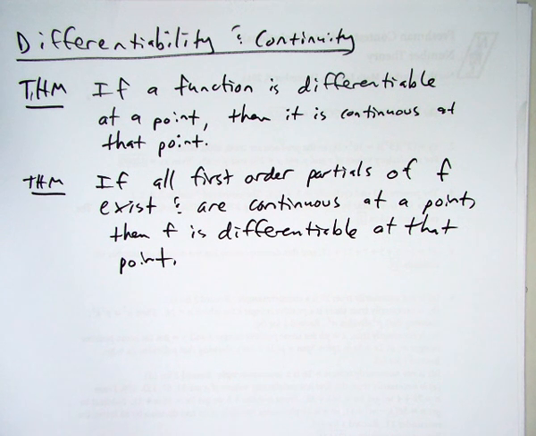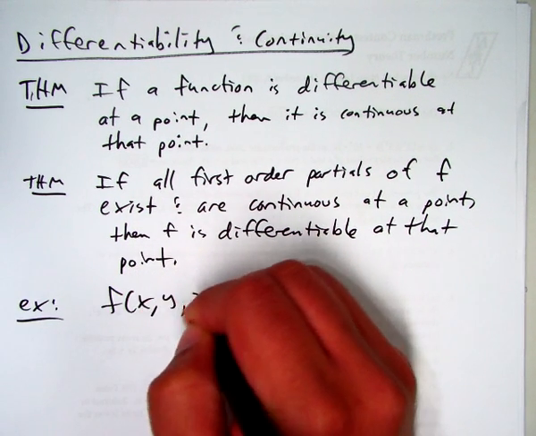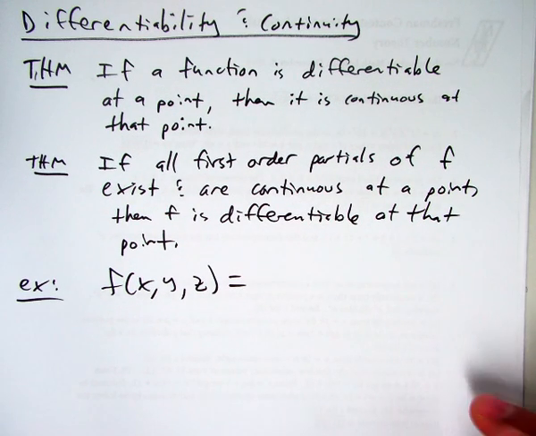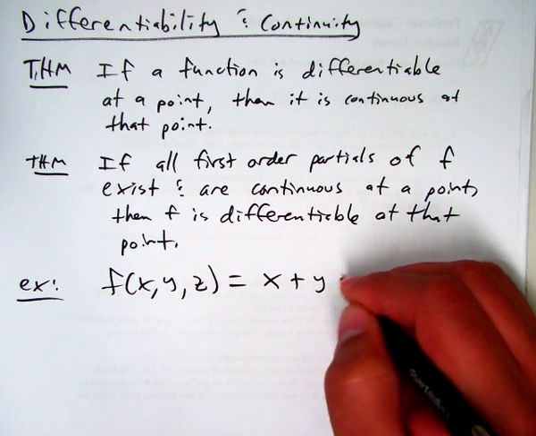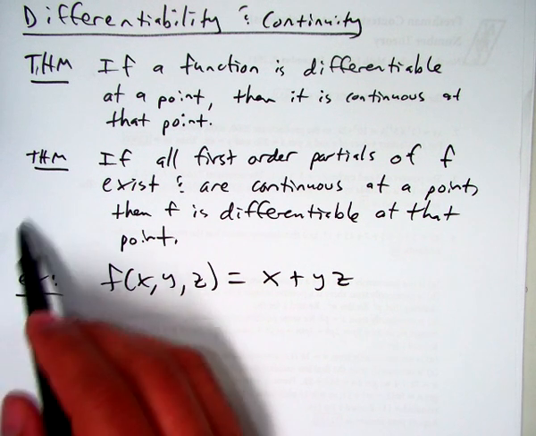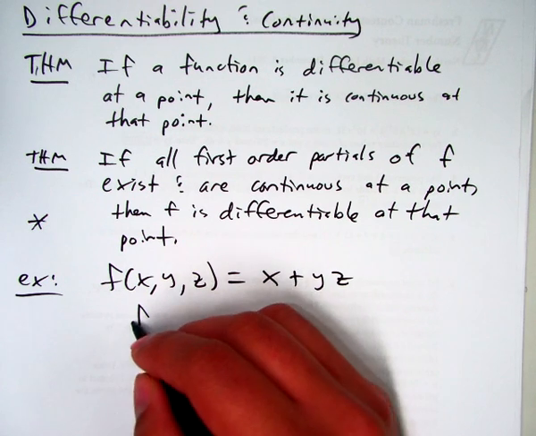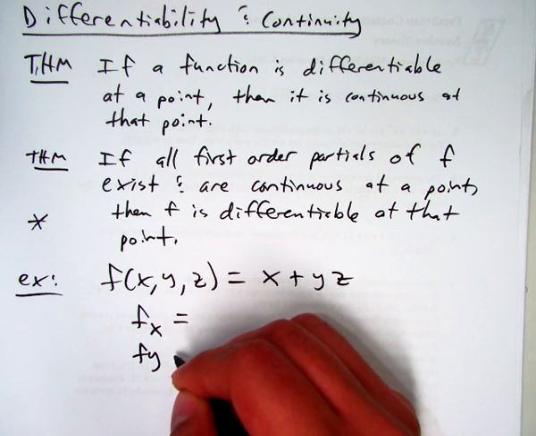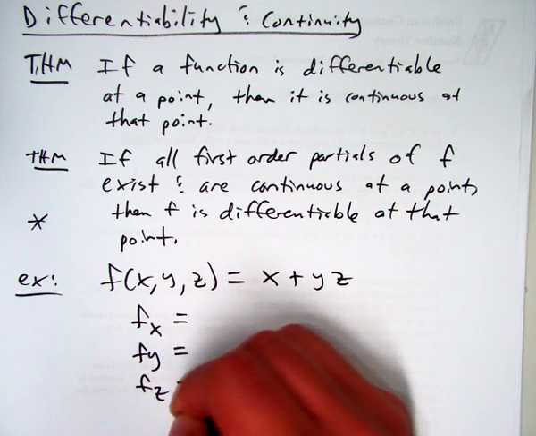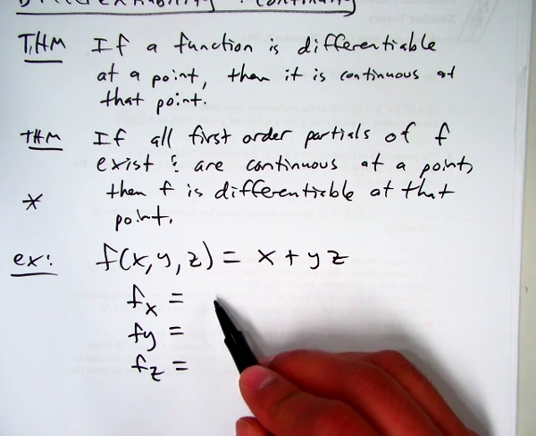So as far as figuring out whether a function is differentiable everywhere, for a quick example, let's say we have a three-variable function f of x, y, z. Let's say it's x plus y, z. Okay, kind of using the second one. If we find the first order partials, so f sub x, f sub y, f sub z, which in this case would be what? 1.